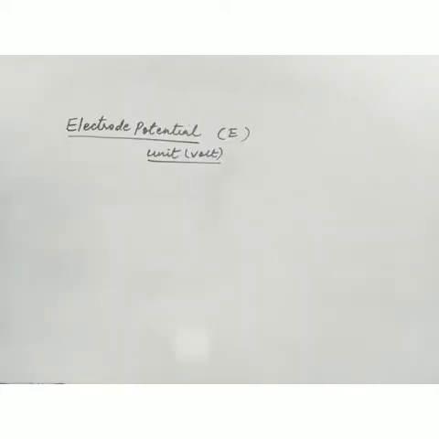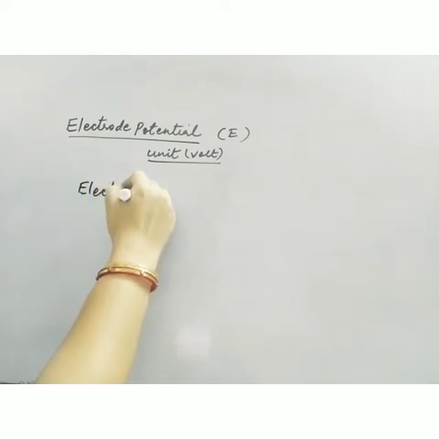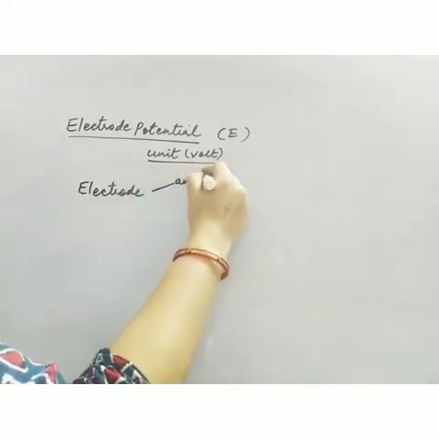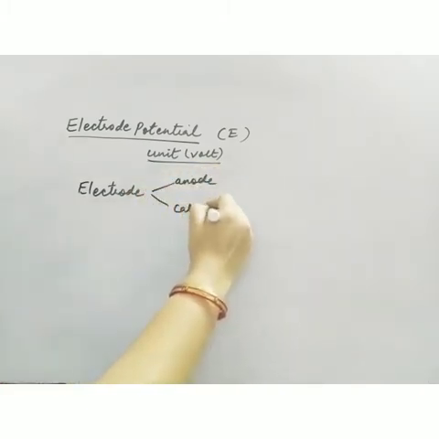Now the next term that we are going to discuss is electrode potential. The symbol is E and the unit is volt. Now what is the meaning of electrode potential? First of all, what is the meaning of electrode? Electrode is the metal rod on which the oxidation and reduction occurs. So electrode is anode and cathode. These are the two metal rods which are dipped in the solutions of their salt, and at one place oxidation occurs and at another place reduction occurs. Okay, so this is electrode.